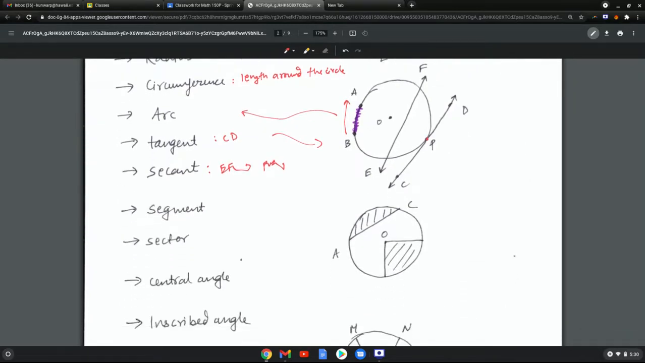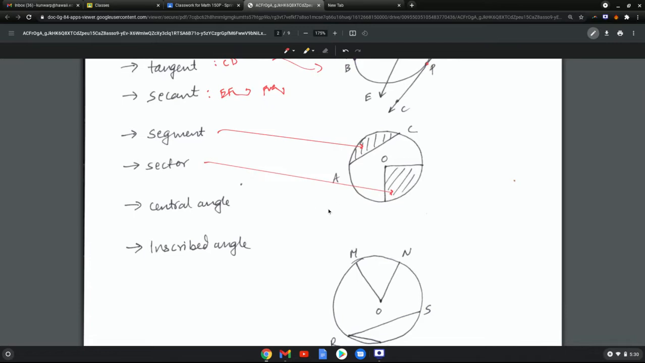A segment of a circle is if you take a chord and you take the area under the chord, that's called a segment. Whereas if you take two radii connected to the center of the circle, then it becomes a sector.